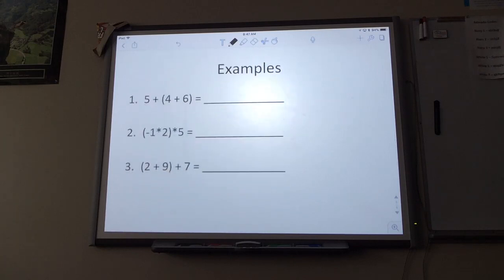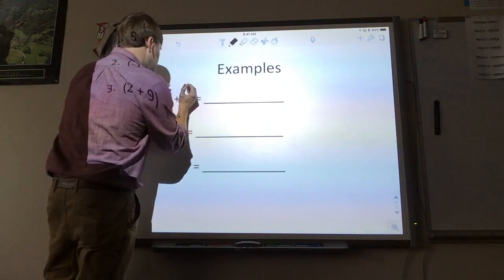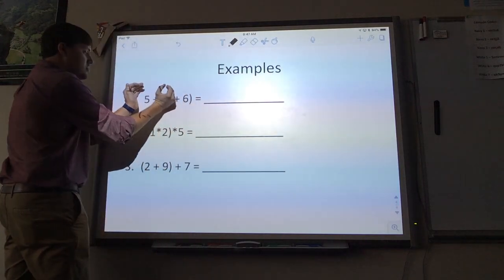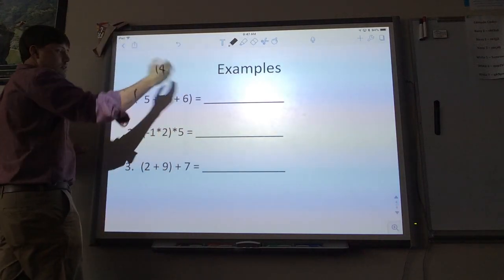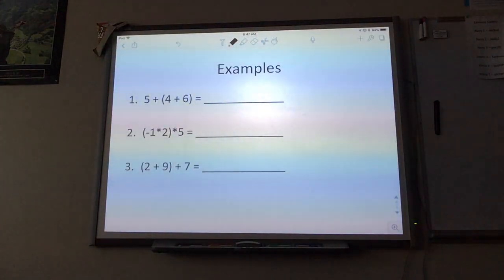So here we have the parentheses around 4 and 6, but it says to regroup. It says reassociate. So we're going to take those parentheses and just bounce them over. We're not changing any order. We're just moving our parentheses. So you would put the parentheses in 5 plus 4, and then the plus 6 would be outside.